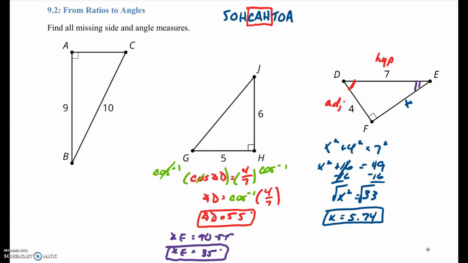So this is really just about recognizing and being able to use the inverse of the sine ratio, cosine ratio, and tangent ratio. So if we're looking for an angle, we're going to use arc sine, arc cosine, arc tangent. When we're looking for side lengths, then we would use sine, cosine, and tangent.